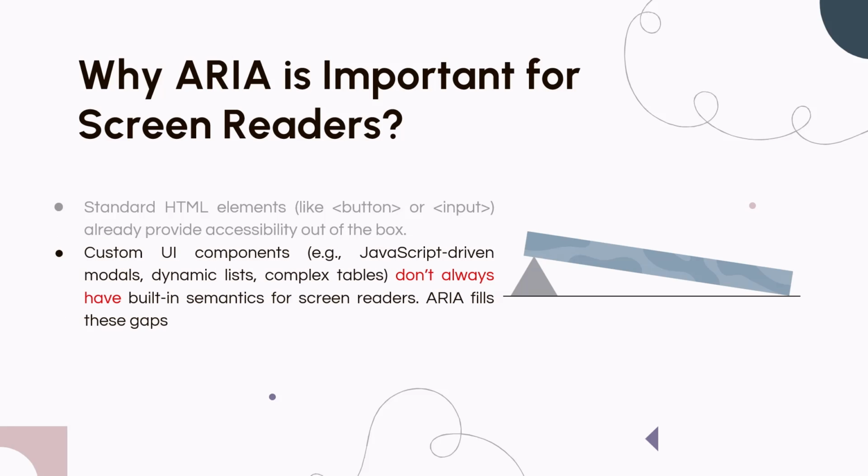While standard HTML elements like button or input are automatically accessible, custom UI components, for example JavaScript-driven modals, dynamic lists, and complex tables, often lack built-in semantics for screen readers. This means assistive technologies might not recognize them as interactive elements, making navigation difficult for users who rely on screen readers.